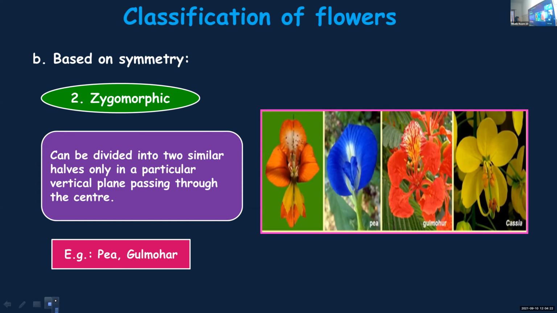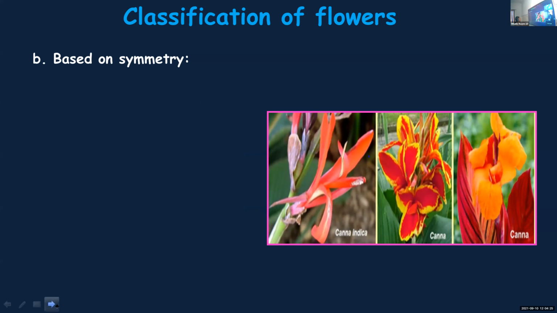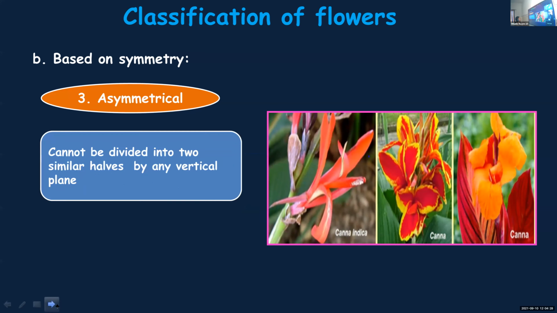Clear? Now next one, asymmetrical. You cannot divide the flower into identical halves in any plane. However much you try, it's not possible to get two identical halves. It cannot be divided into two similar halves by cutting it along any vertical plane, if they are not exhibiting any sort of symmetry. If they have to be symmetrical, we should be able to get two identical halves either by cutting along any radial plane passing through the center, or in a particular plane passing through the center. Either it should be radially symmetrical or bilaterally symmetrical. Then you will be able to get two identical halves.